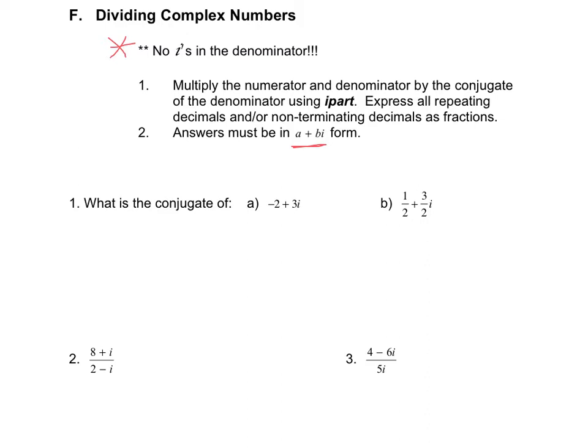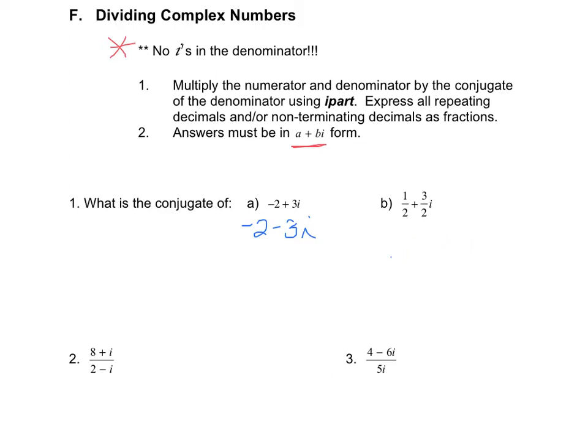You might want to pause the video now, copy those directions down and number 1, and then come back so we can continue on. All right, now that you have everything copied, they want you to tell them what the conjugate is of the following. Well, the conjugate of negative 2 plus 3i will be negative 2 minus 3i. And the conjugate of 1/2 plus 3/2 i will be 1/2 minus 3/2 i.